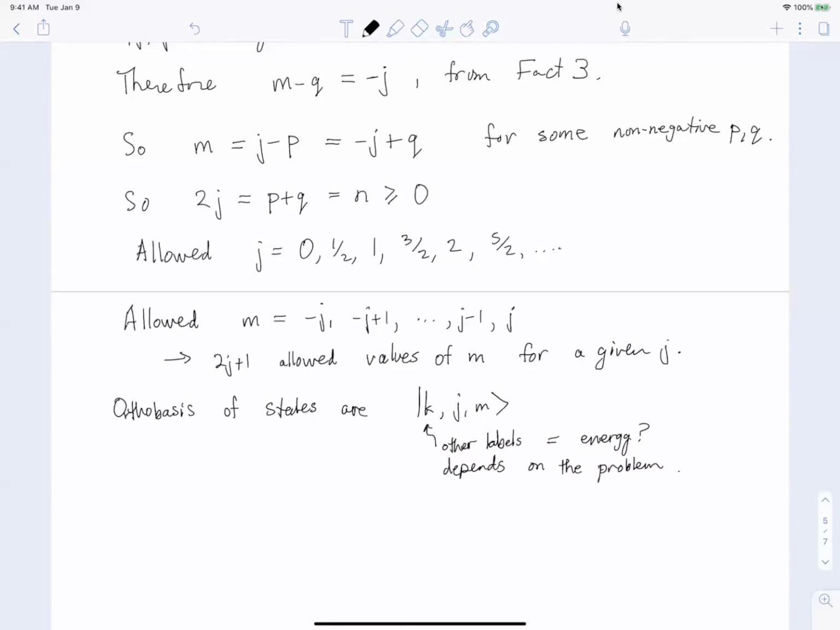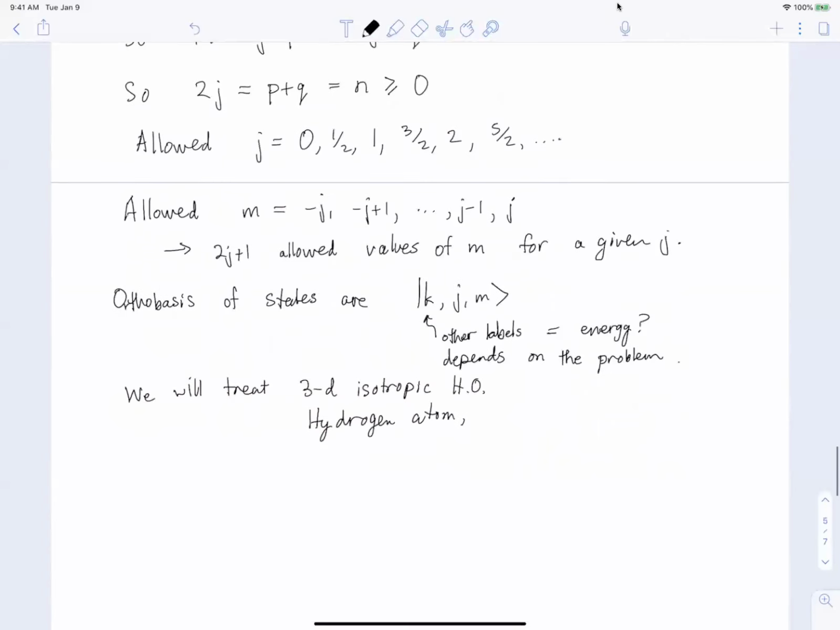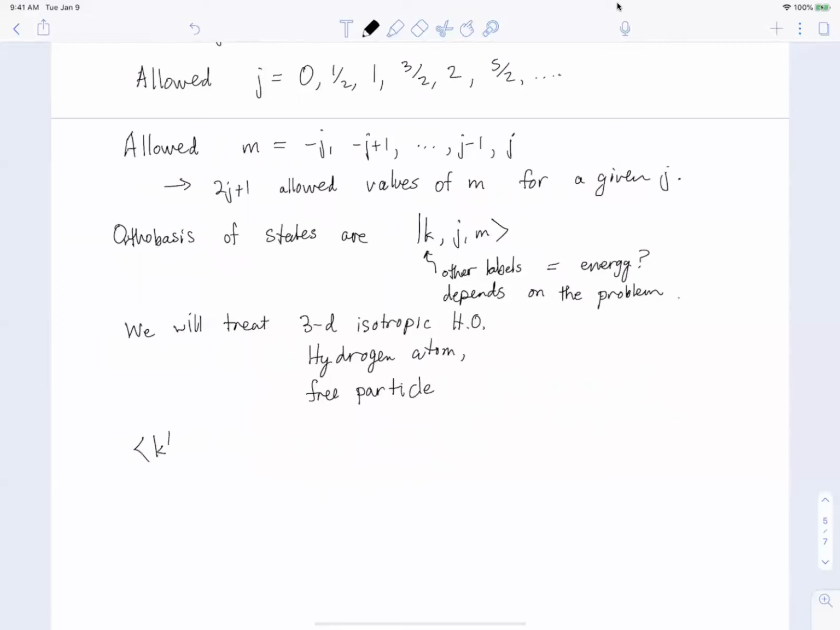The cases that we will treat in particular: we will go back to the 3D isotropic harmonic oscillator. Then we will do the hydrogen atom. Then we will do the free particle, which you might think would be easier, but in some ways is trickier than the hydrogen atom. In any case, they obey orthonormality. In general, one decrees that it must be of this form.